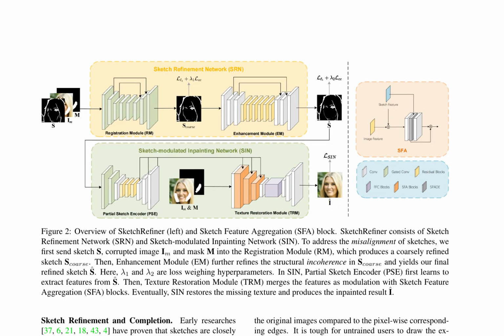The use of sketches over edges in image inpainting offers several advantages, including improved alignment, enhanced structural coherence, and a higher level of abstraction. To refine these sketches, the SketchRefiner is employed, comprising a registration module and an enhancement module. For texture restoration, the sketch-modulated inpainting network, SIN, plays a crucial role.